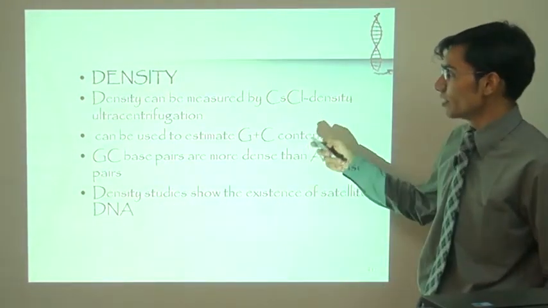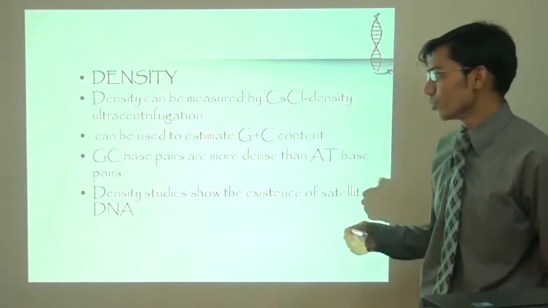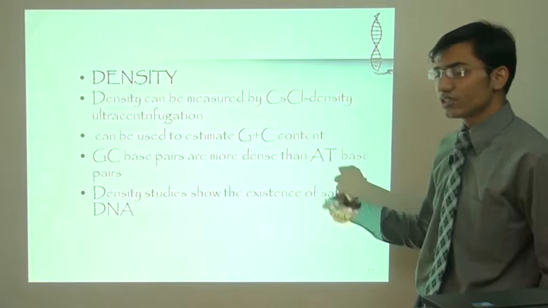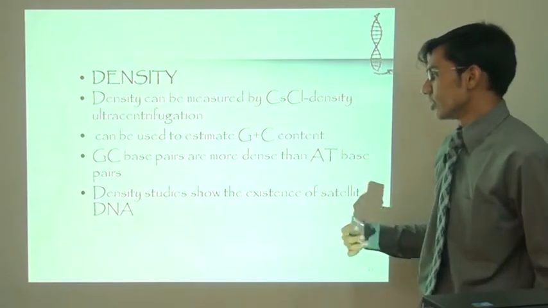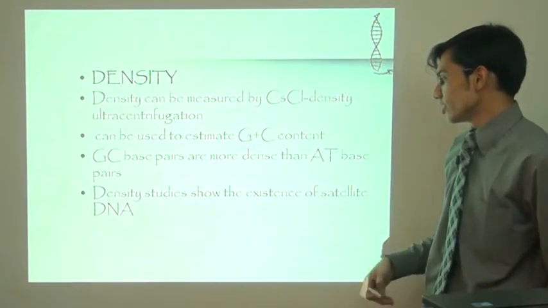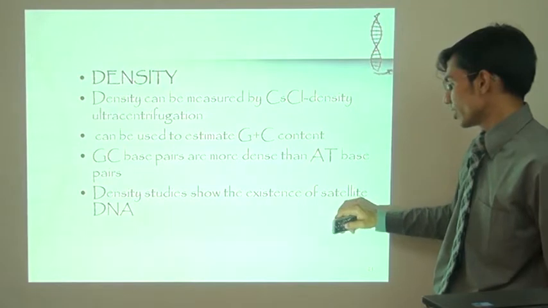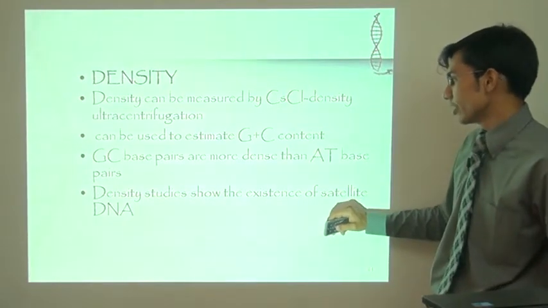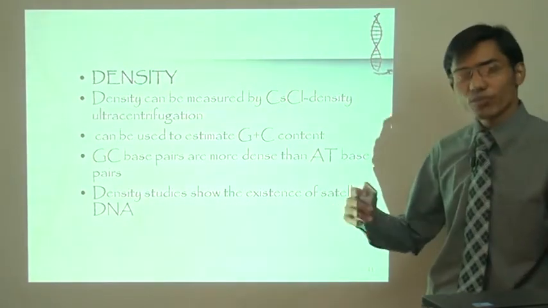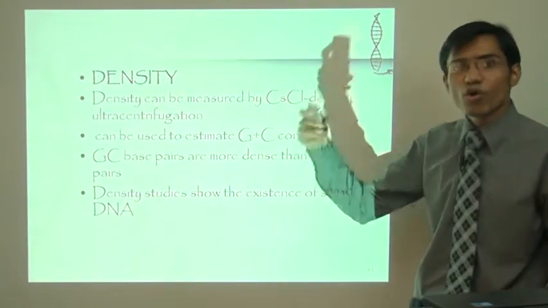Then the other property is density. Density can be measured by CsCl density gradient ultracentrifugation, and can be used to estimate G plus C content. GC base pairs are more dense than AT base pairs. Density studies show the existence of satellite DNA. This helps in understanding and finding satellite DNA, and when there are more GC base pairs compared to AT, the DNA will be more dense.